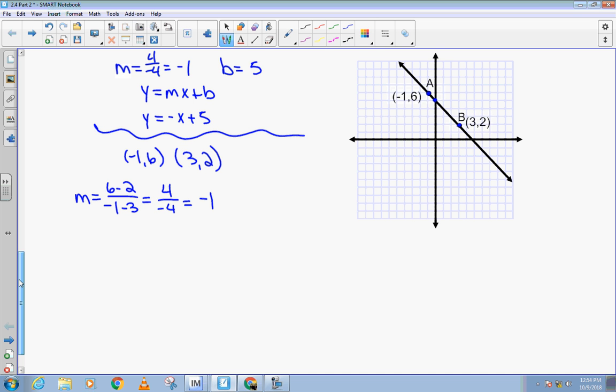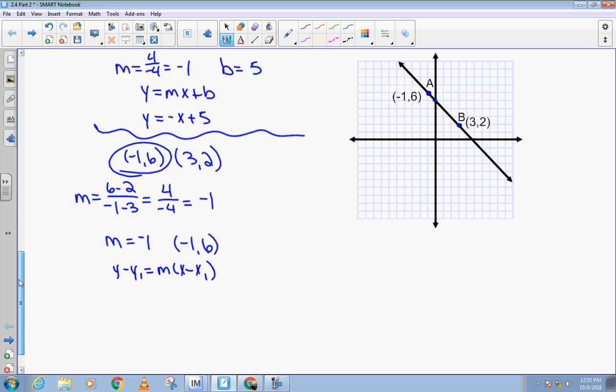Okay, then what we're going to do is, we don't really know what the b is. So instead of looking at the graph, I'm going to choose one of those 2 points. It doesn't matter which one. You can do one, I can do the other, we'll get the same answer. I'm going to choose negative 1, 6. So I take this slope, and I take that point, and then I have to plug it into this equation.